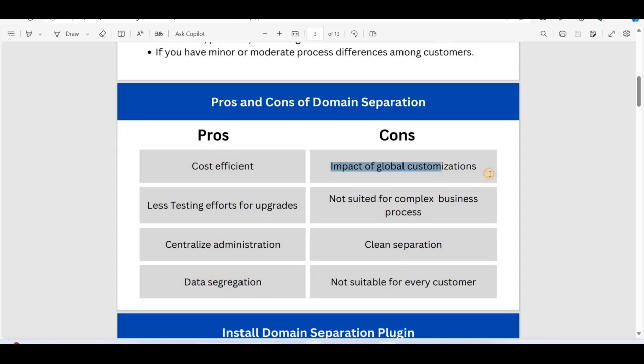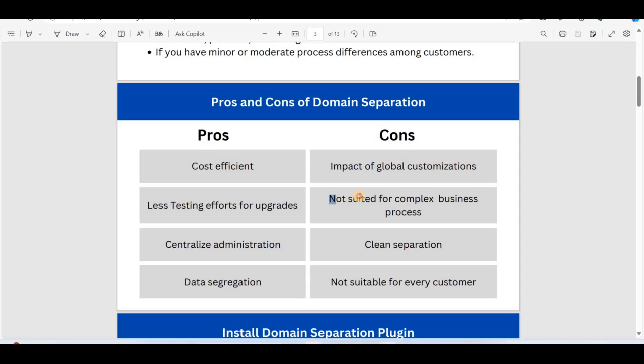It has an impact on global customization. The global customizations are now very less because if we want to have some common things in place, we need to take approvals, we need to do all kind of compliance and everything with respect to both the domains. That's why having large or many customizations in global domain is not recommended.